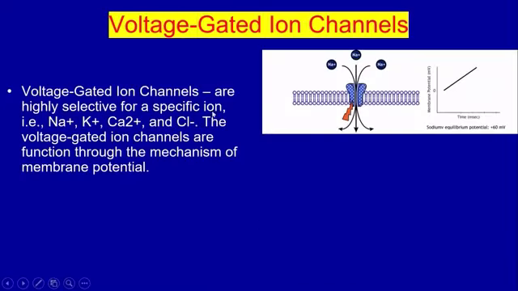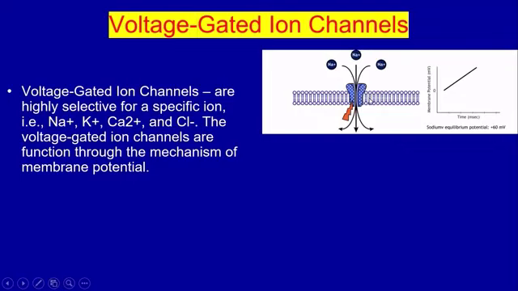Voltage gated ion channels. Voltage gated ion channels are highly selective for a specific ion, for example, sodium, potassium, calcium, and chloride. The voltage gated ion channels function through the mechanism of membrane potential.